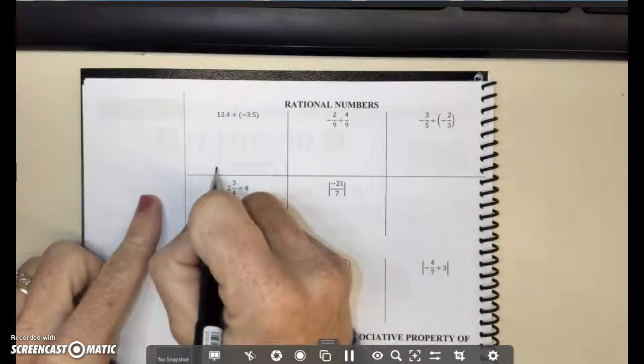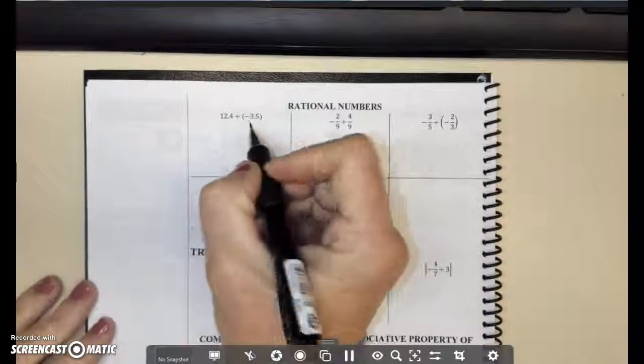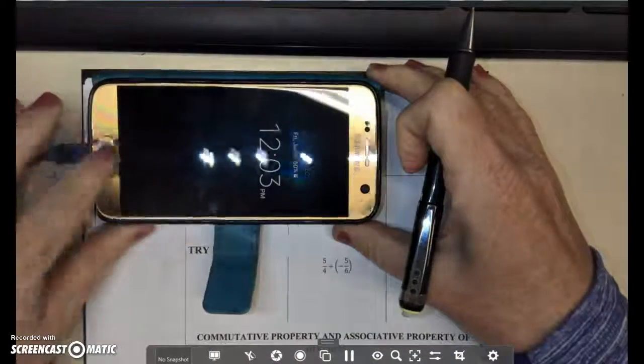So positive divided by a negative is a negative. Now you can just go through and do the division on that. And for that, we can actually use a calculator. That's fine.